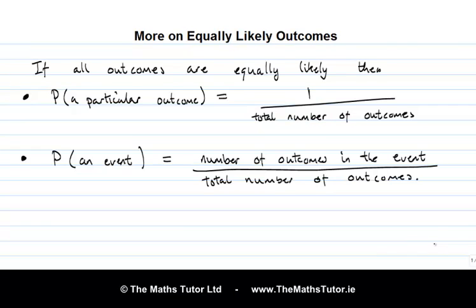So now remember, an event could consist of several outcomes. Then the probability of an event is the number of outcomes in the event divided by the total number of outcomes. Let's look at some examples.